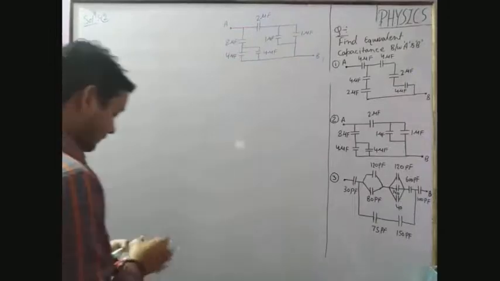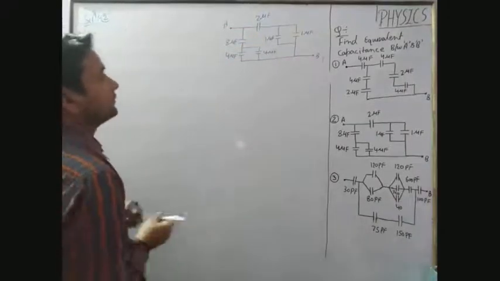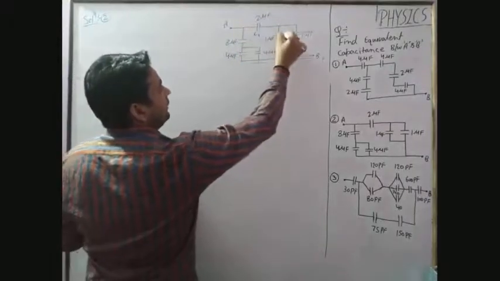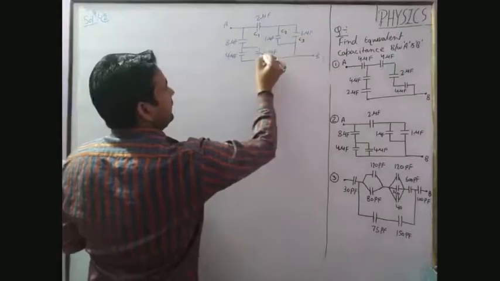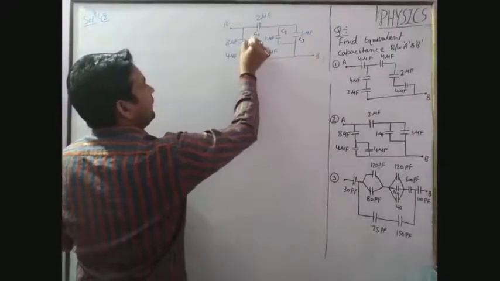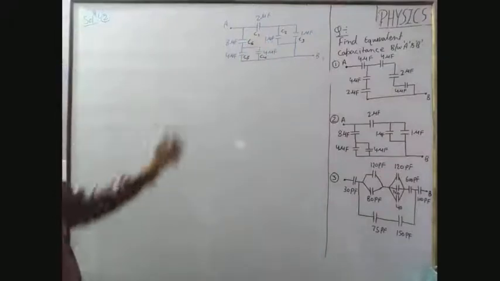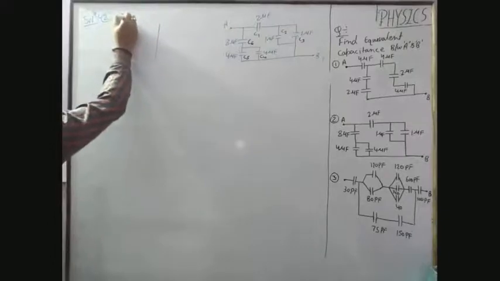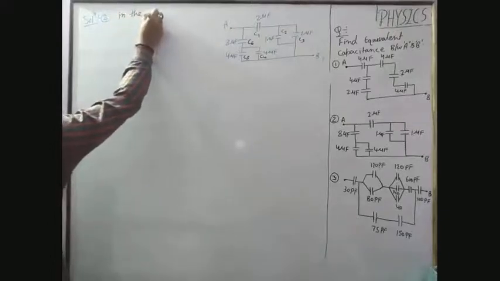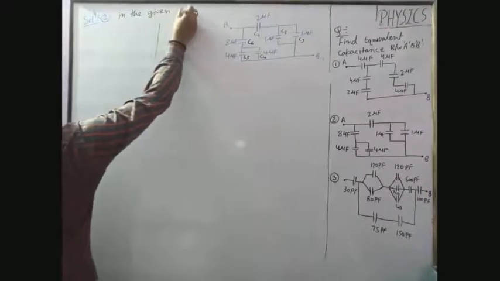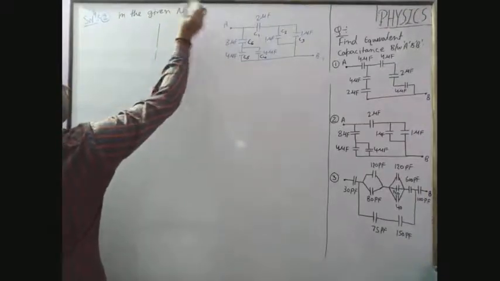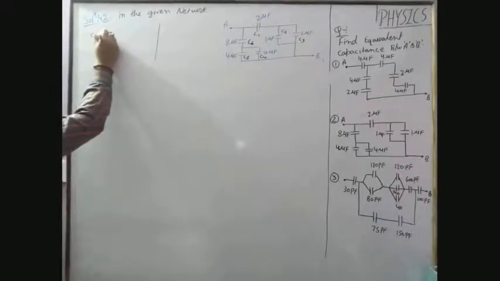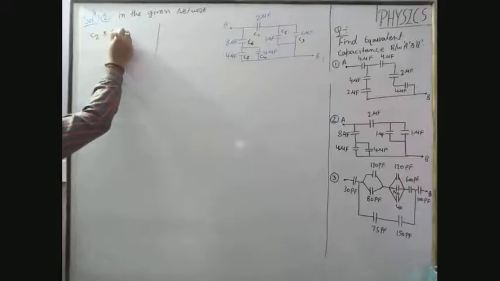Now in this, first you will name the capacitors, let's say C1, C2, C3, C4, C5 and C6. Okay, now in the given network, here we have C2 and C3 in parallel.